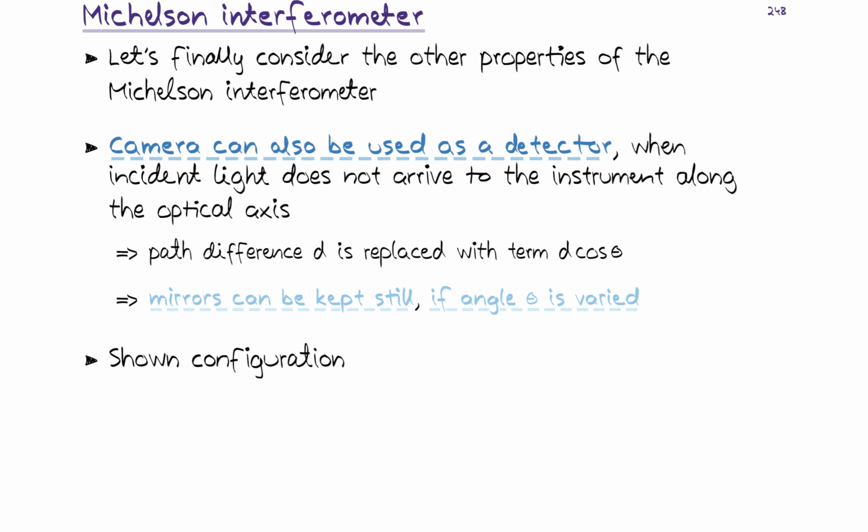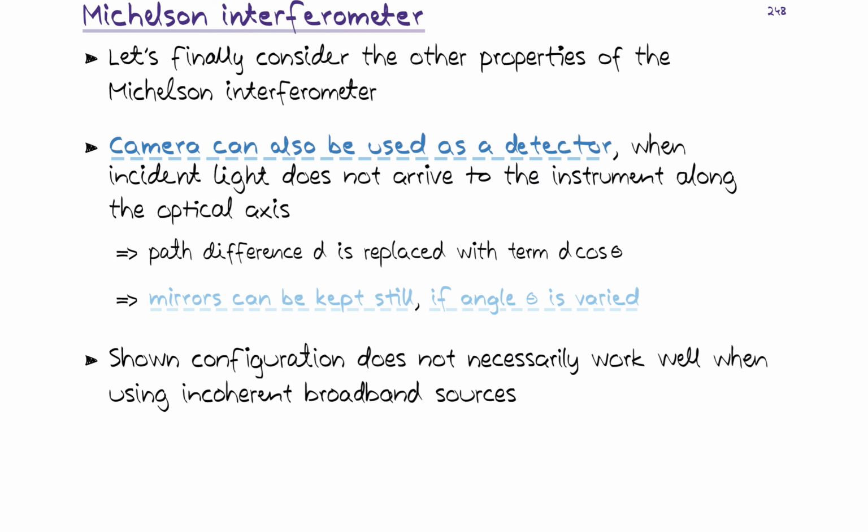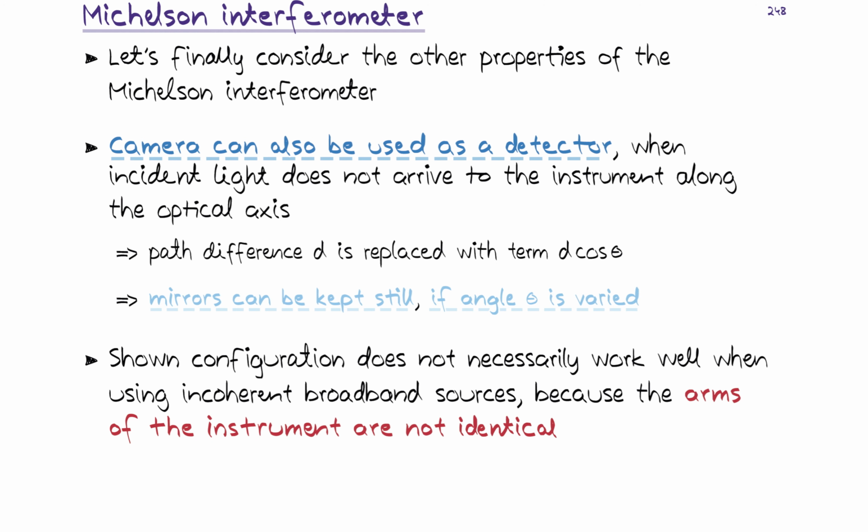Another possibility is, or maybe let me rephrase, the trouble that we have with the first configuration we have shown is that it doesn't work very well when we have incoherent broadband sources. This arises from the fact that the arms of the instrument actually are different. I will show pictures in the next slide.